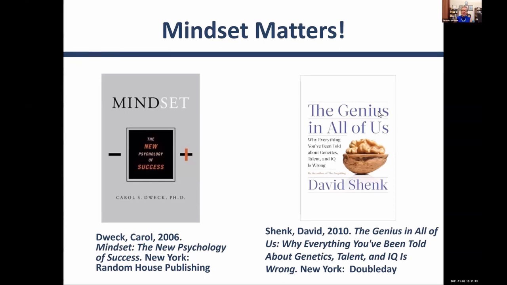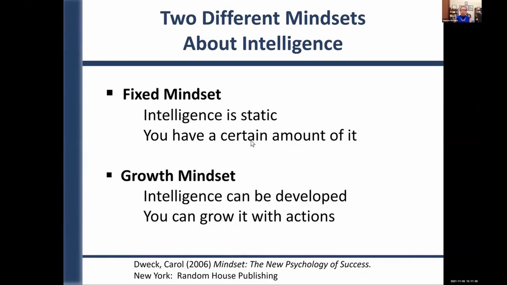So very briefly, Dweck and her group found that there were two different attitudes that people had about intelligence. David Shank wrote a book after Dweck's book that uses much of her work. But she found that most people think that either you have a certain amount of it, yes, with the critiques, and it's being critiqued now, and I agree with those, but I think the idea of mindset and helping students understand that they can grow their intelligence is very, very useful.